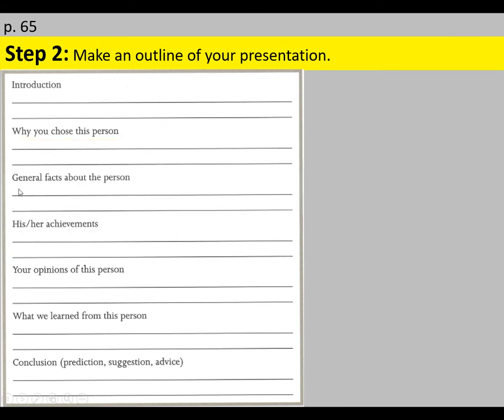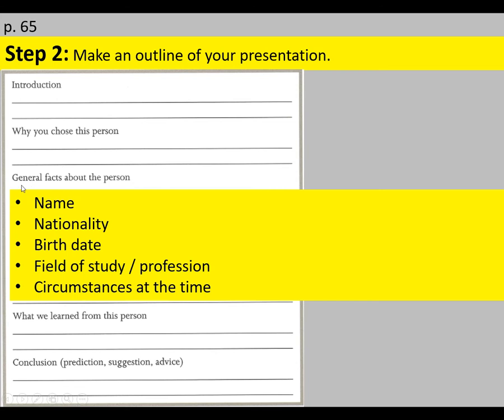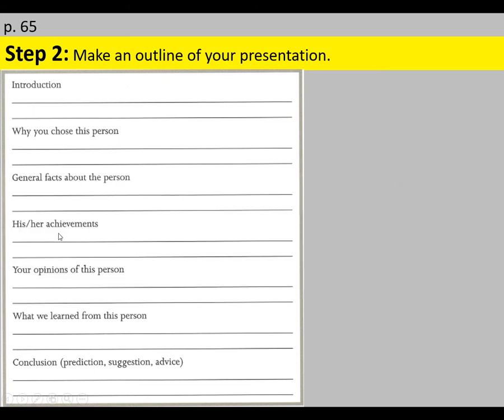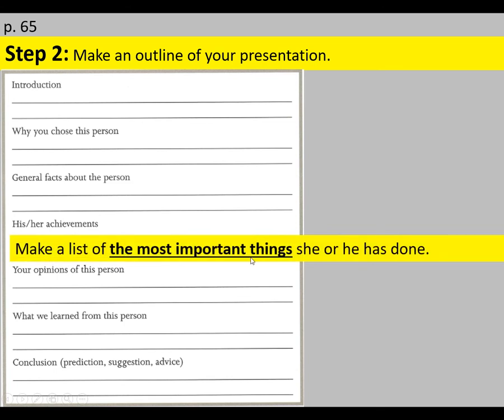The third part is some general facts about this person. Some general facts could include the person's name, nationality, birth date, field of study or profession, like maybe physics or mathematics or something else. Circumstances at the time. For example, if you are talking about physics, what was physics like at that period of time in history? His or her achievements. Make a list of the most important things, not everything, but the most important things she or he has done.